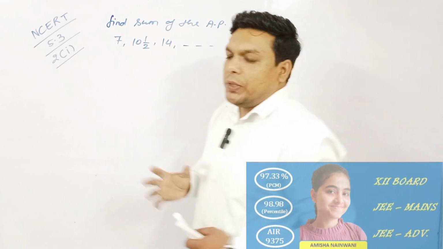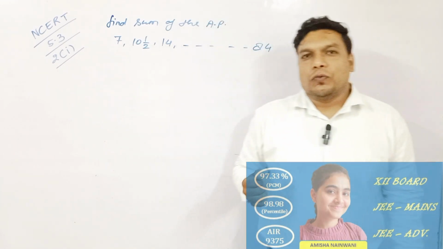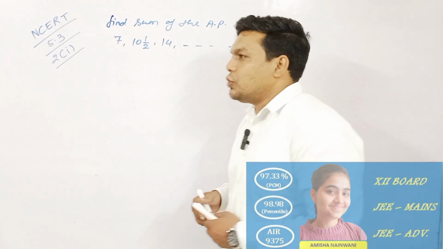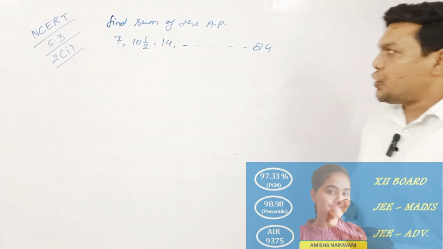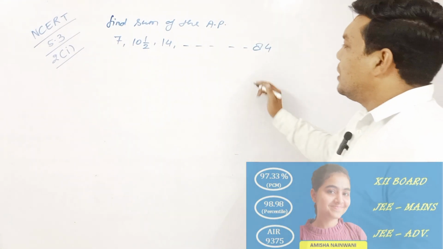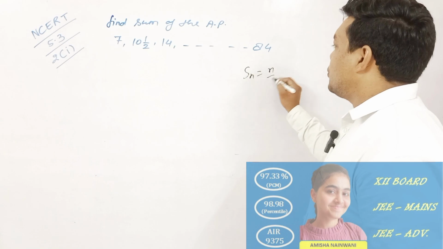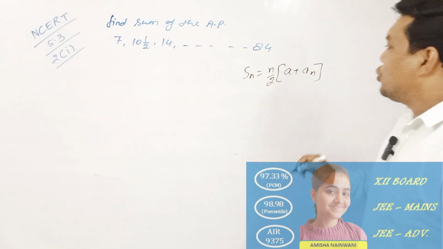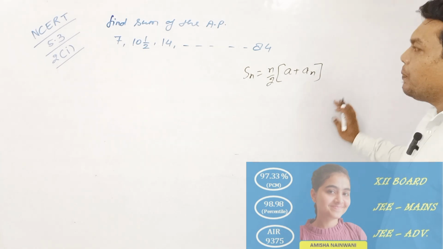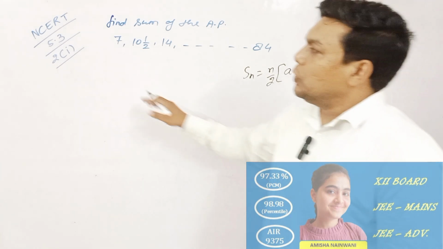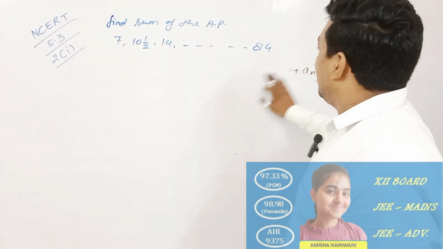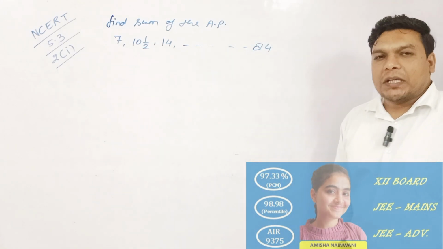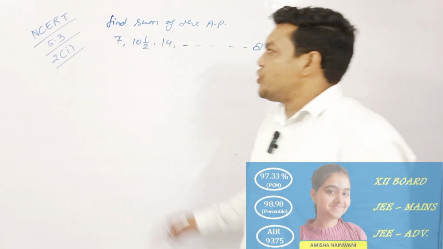Okay, we have understood till now how to use the formula for the sum of the first n terms, Sn is equal to n upon 2 bracket 2a plus n minus 1 into d. Let's have a question to apply the formula Sn is equal to n upon 2 bracket a plus an, or n upon 2 bracket first term plus last term. To understand this formula, we have taken a question from NCERT, exercise 5.3, second question, first part.